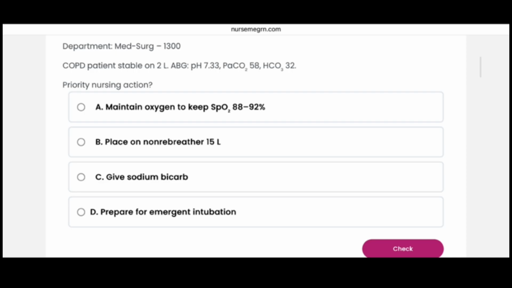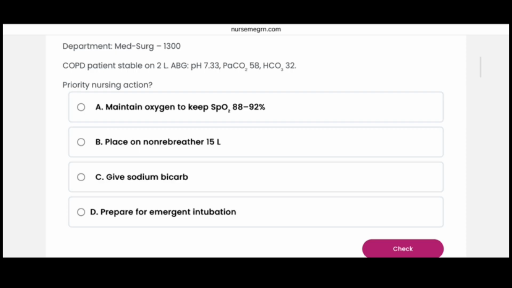It's about 1 o'clock in the afternoon. The COPD patient is stable on 2 liters nasal cannula. The ABG results come back, and the pH is 7.33. The carbon dioxide is 58. And the bicarb is 32. What is the priority nursing action?